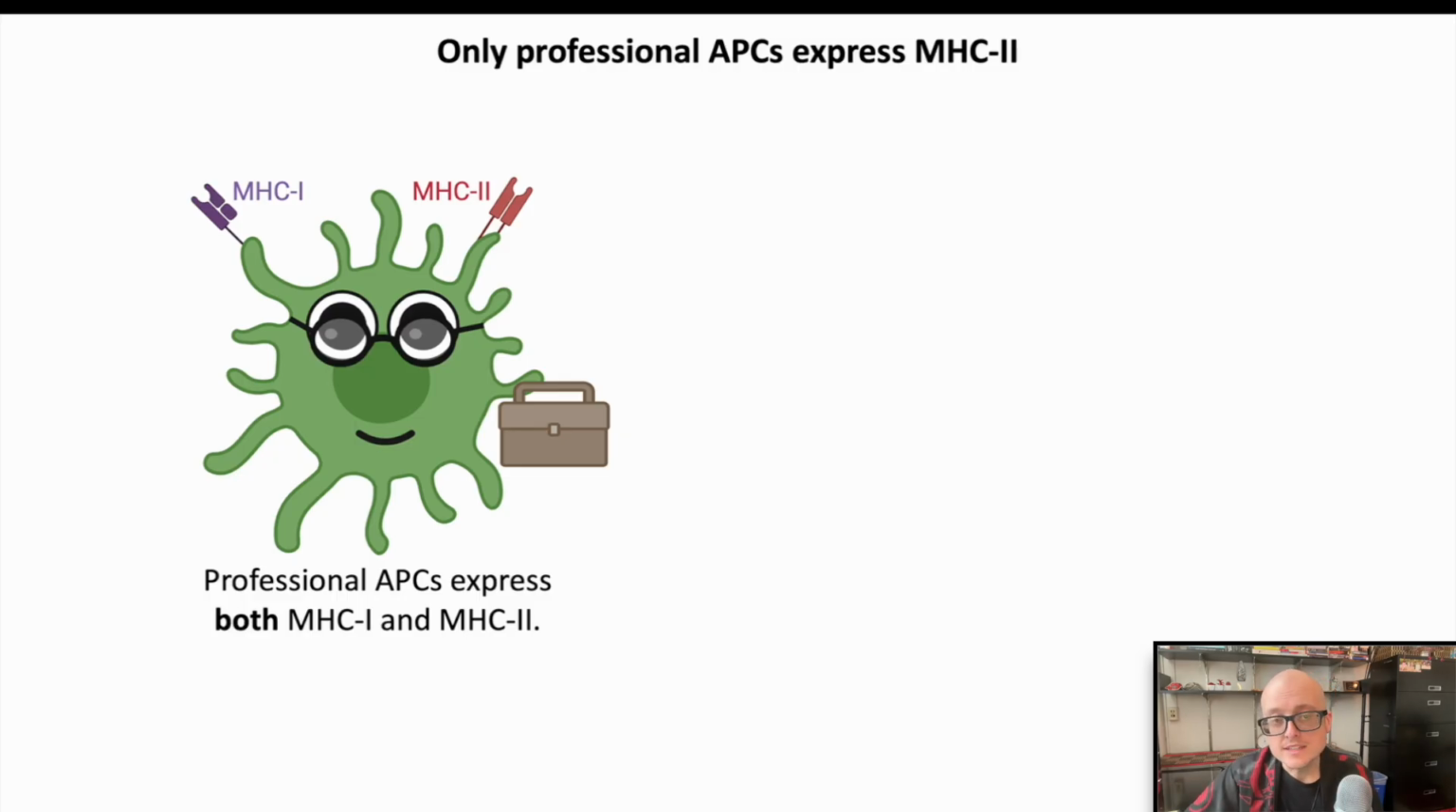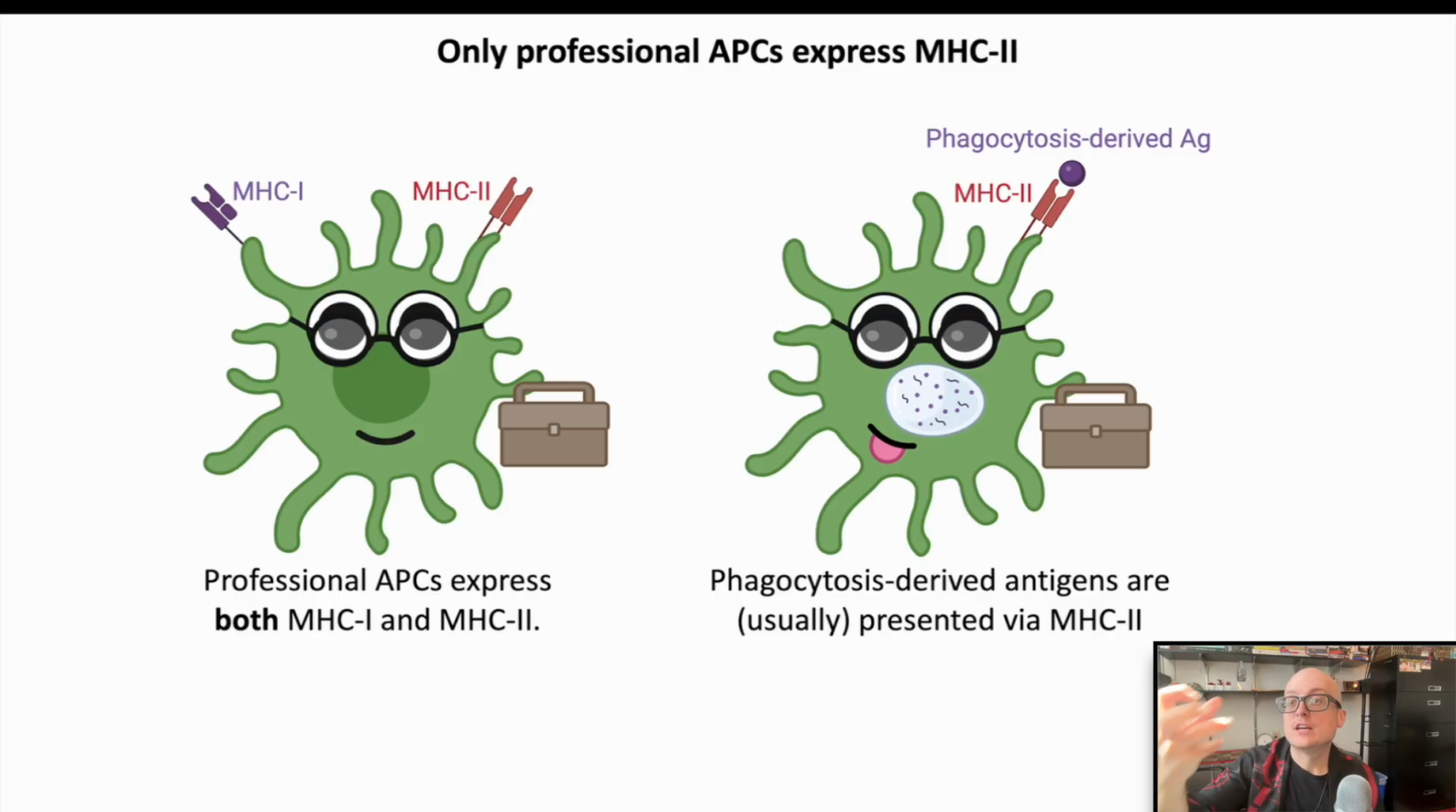And generally, the types of antigens that are presented on MHC class 2 are not from an active infection inside the cell, but instead are coming from those phagocytosis-derived antigens that we mentioned a few slides back. So professional APCs tend to be very good phagocytes. They're very good at eating pathogens, digesting them in their phagolysosomes, and then trafficking those antigens and presenting them via MHC class 2 on their cell surface, even if the cell itself is not actively infected.